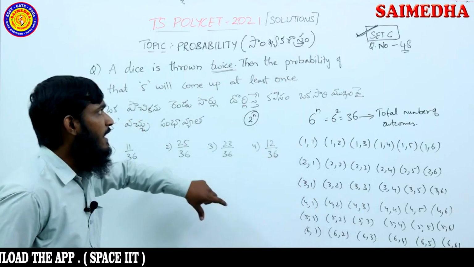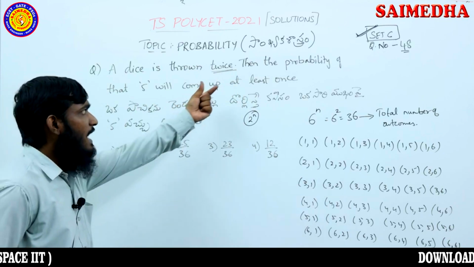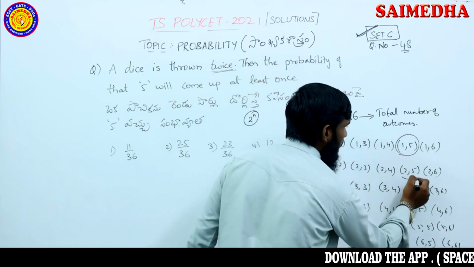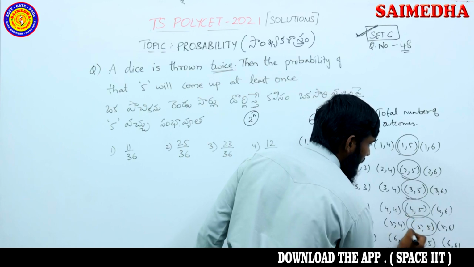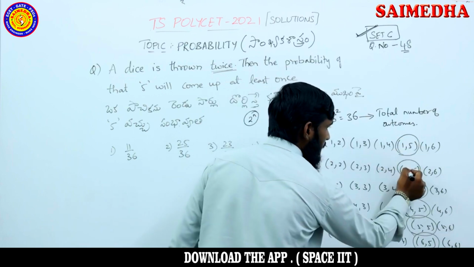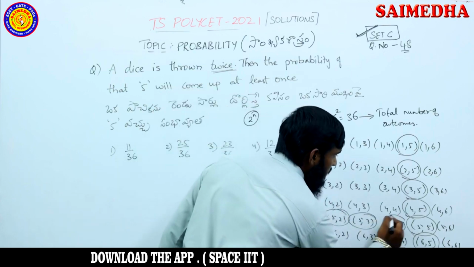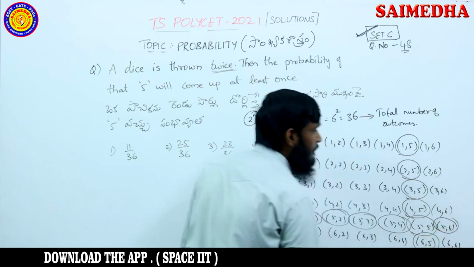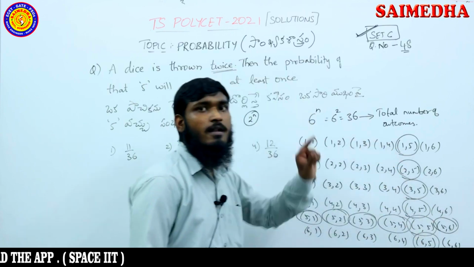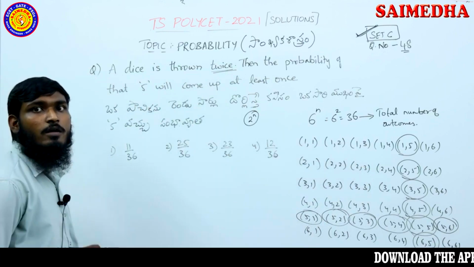Now from this, what we have to find? We have to find the probability that 5 will come up at least once. So which outcomes can we take over here? We can take these outcomes: 1,5, 2,5, 3,5, 4,5, 5,5 and 6,5. In these outcomes you can see there is a 5. Similarly, we can take 5,1, 5,2, 5,3, 5,4, and 5,6; 5,5 we have taken already. If you count these, it will be 1, 2, 3, 4, 5, 6, 7, 8, 9, 10 and 11. So these 11 outcomes will be your favorable outcomes.